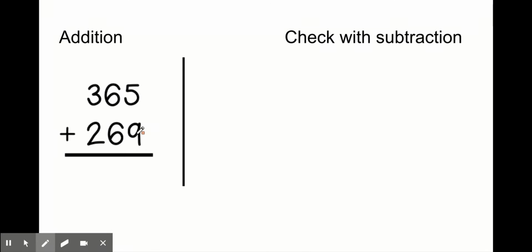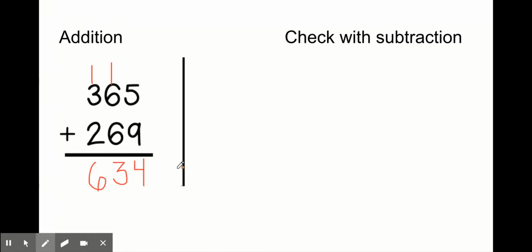5 plus 9 equals 14. My 4 goes below, my 1 goes on top of the tens. 1 plus 6 equals 7. 7 plus 6 equals 13. My 3 goes here, and my 1 goes onto the hundreds. 1 plus 3 is 4, plus 2 is 6. The answer that I got is 634.